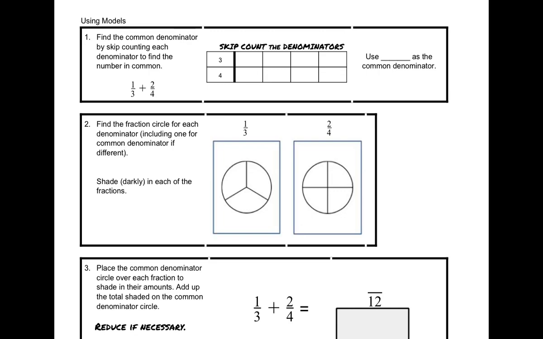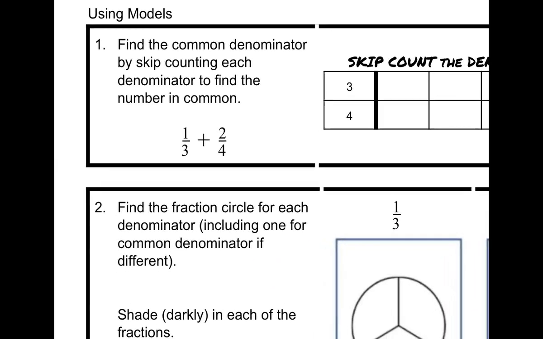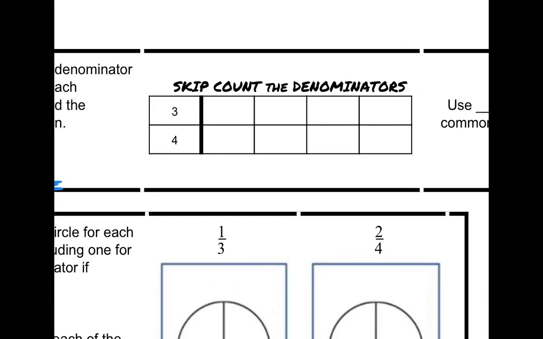As I'm looking at my two fractions that I'm going to be adding, I'm adding 1/3 plus 2/4. So I've got a 3 as a denominator and a 4 as a denominator. Again, the easiest way I found to find the common denominator is to use skip counting. So I've got my table with the 3 and the 4, and I'm just going to skip count.